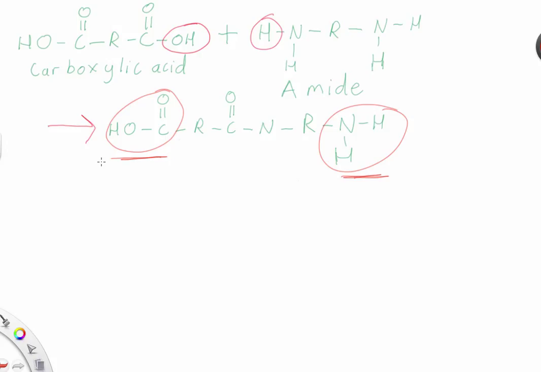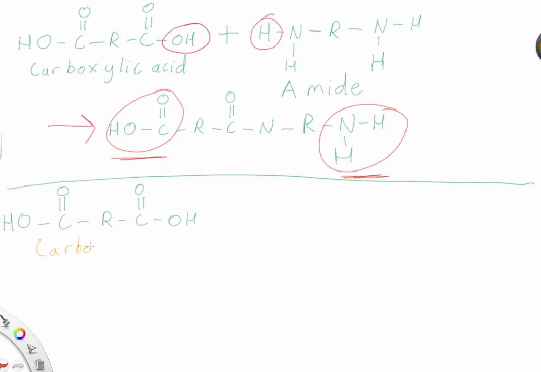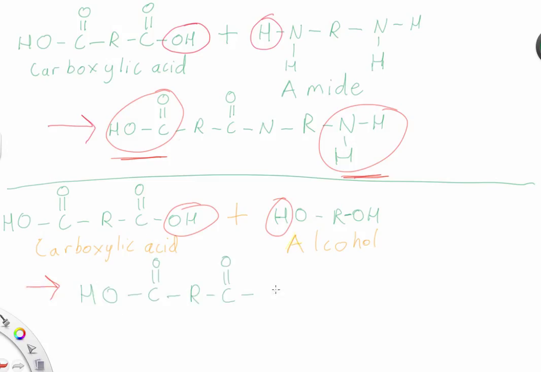The other type of linkage is called the ester linkage, and this closely resembles the esterification reaction that hopefully you've already seen in class. So in this particular case, what we have is a carboxylic acid again, and an alcohol. And what happens here is we have an esterification reaction between the hydrogen on the alcohol and the carboxylic acid. And so what this gives us is a larger molecule, and of course we also get water.